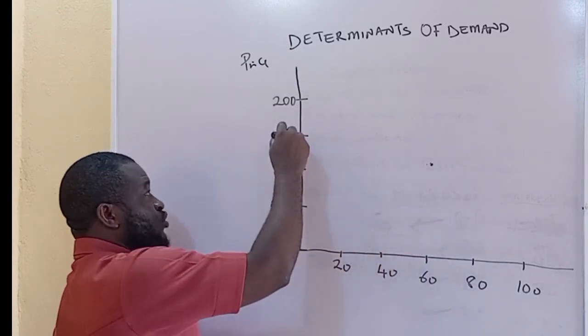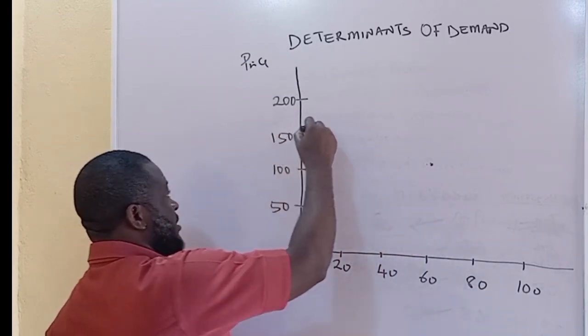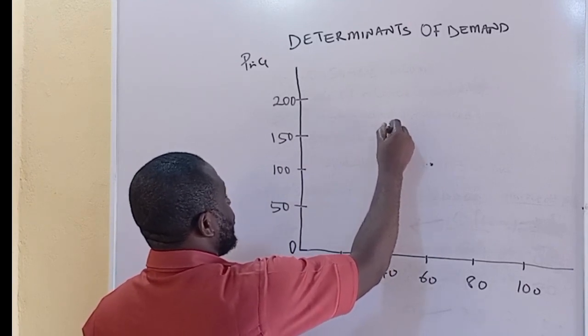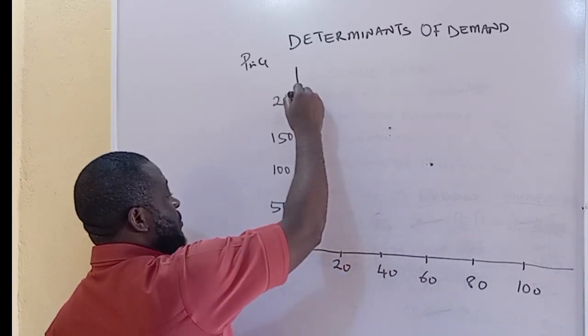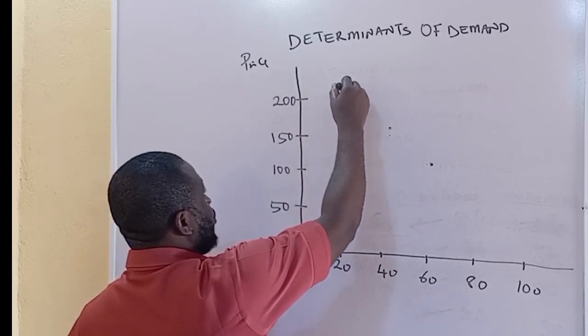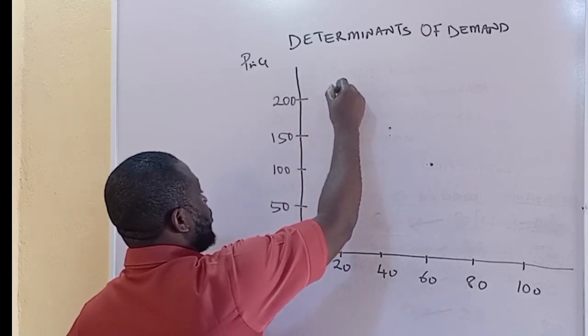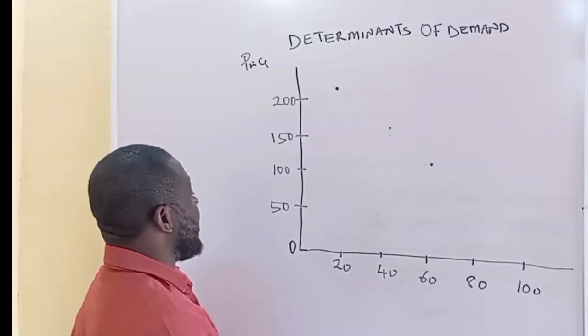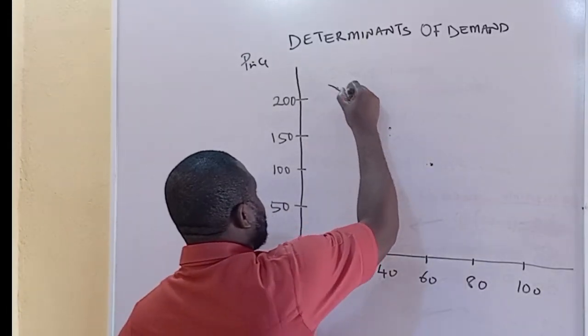But when the price of petrol increased from 100 to 150, Mr. A was willing and able to purchase only 40 litres of petrol. And when the price further increased to 200, Mr. A was willing and able to purchase only 20 litres of petrol. So if we join these 3 points together, we'll have what is called Mr. A's demand curve.